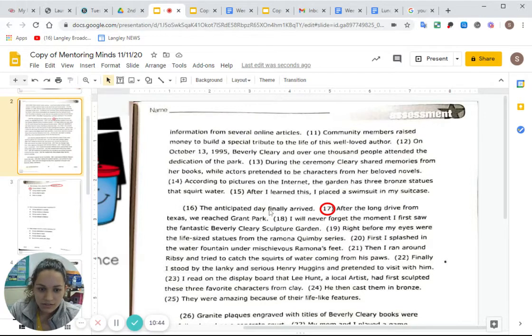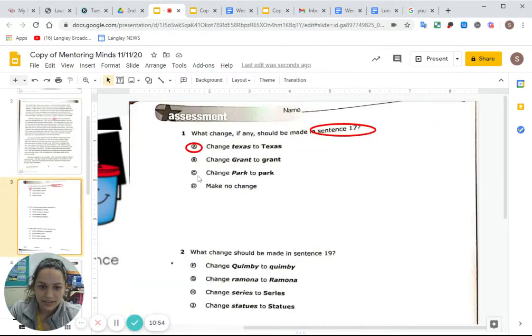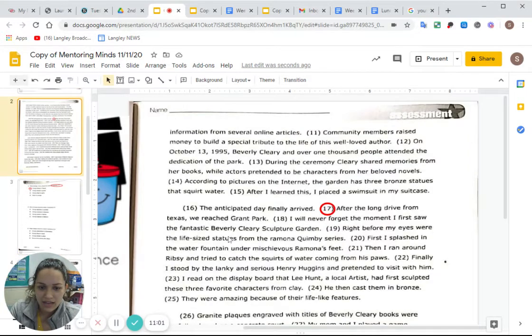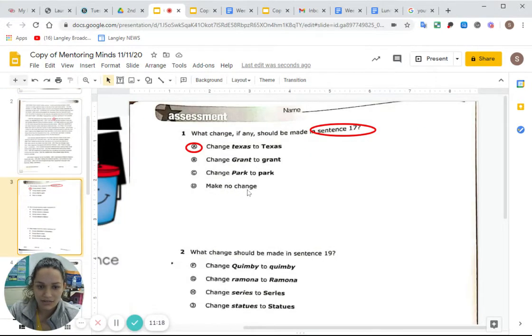Well, let's go back to that sentence. After the long drive from Texas, we reached Grant Park. Oh, well, that's the specific name of a park. Do I want to lowercase that G? No, it needs to be capitalized. C, change Park with a capital P to park with a lowercase p. Well, again, it's kind of the same reason as B. I don't want to change the capital P. It's part of the name of the park. It's called Grant Park. If it had just said park by itself without Grant, then yes, you would want it to be lowercase. But in this case, no, we don't want it.